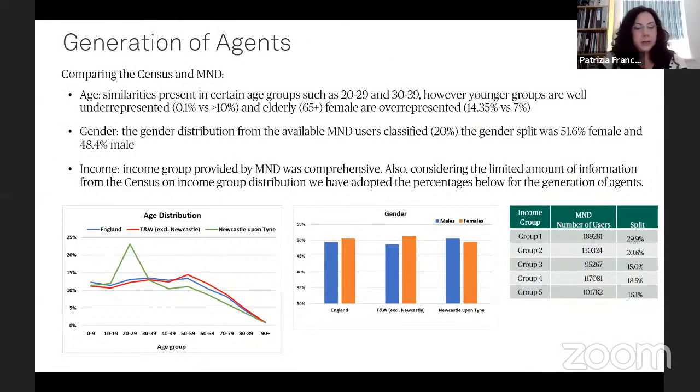When we generated the agent-based model, we compared also the performance of mobile network data and census data as well. The mobile network data, the social demographic information come from pay monthly contracts. So there may be a built-in bias into that. With the gender, it wasn't really easy to understand if it was the correct split. So looking at age, and comparing also to census data, we found out the mobile network data were not performing well in the Newcastle area, simply because in Newcastle we've got two universities.